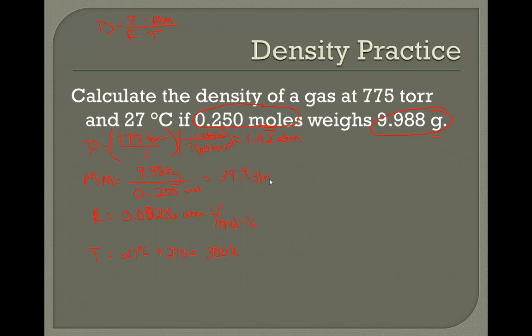Alright, so now we can start our equation. D is equal to 1.02 times 39.9 grams per mole over 0.08206 atm liters per moles kelvins, times 300 Kelvin. What cancels is atms, moles, kelvins. We're left over with grams and liters. And that comes out to be 1.65 grams per liter.